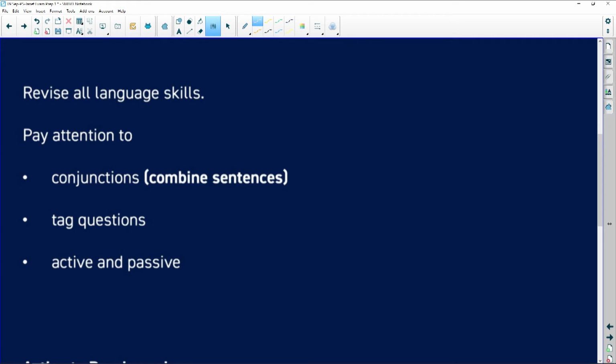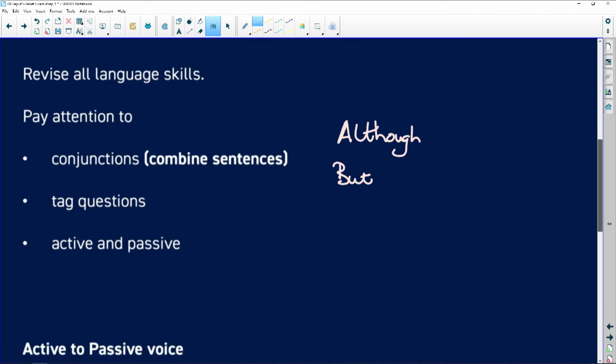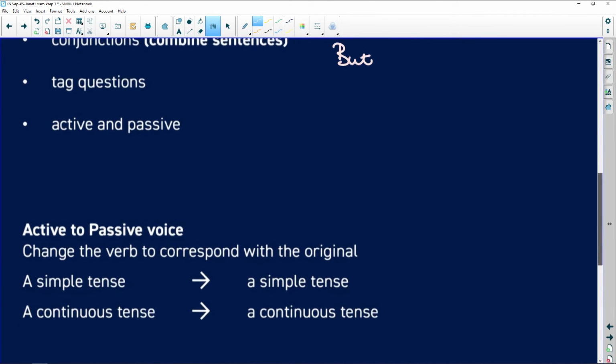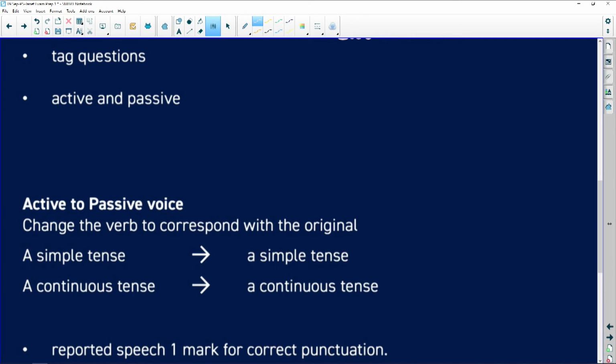They will ask you to combine sentences. They could say using a word like although. Sometimes it's a coordinating conjunction like but. You must know what a tag question is and how it works. Go over your active and passive voice. Really, really important. So just remember, when you are looking at active and passive, keep the form of the tense.